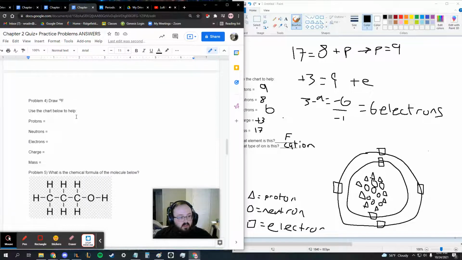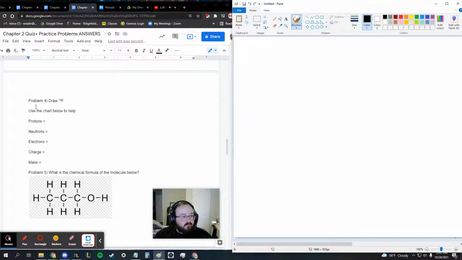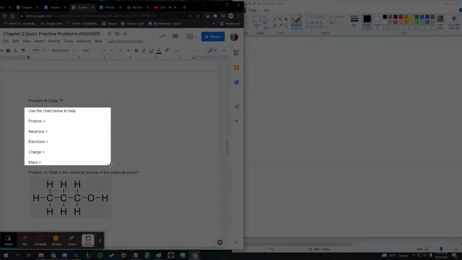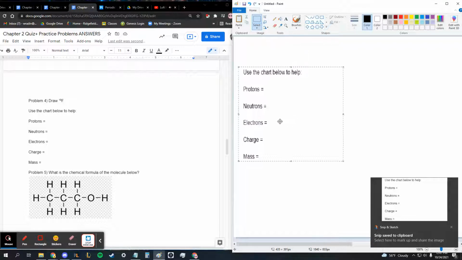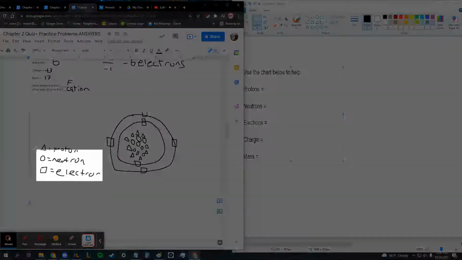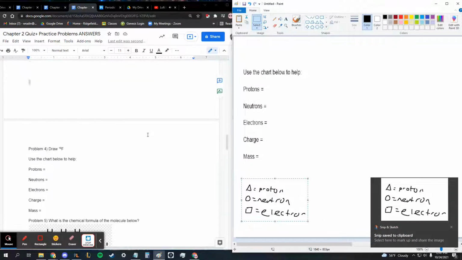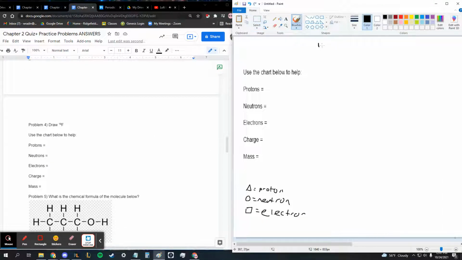So here is another example. I'm going to do the same thing. I'm actually going to make it a little bit bigger here. We're going to do the same exact thing. And I really should have copied over my scale here. So we are drawing 18F.